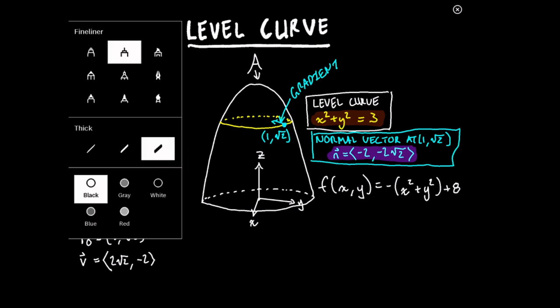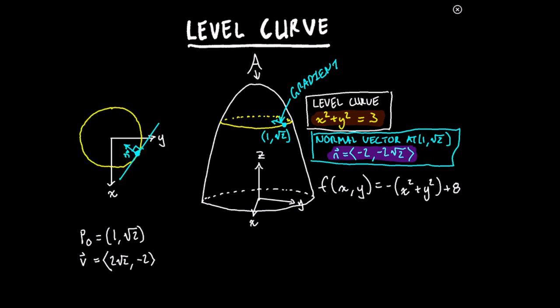Now, if we recall our line equation, the line equation is just y minus y naught equals x minus x naught multiplied by our slope, call it m. So we have a y naught and an x naught. That comes from our P naught value. But we don't have an m, at least not directly. But we can get it pretty easily from our vector.